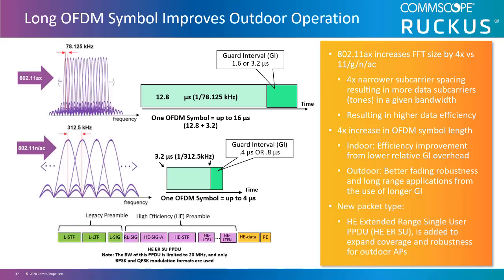In the time domain, this translates to a 4 times longer OFDM signal. The data portion has been extended fourfold from 3.2 microseconds to 12.8 microseconds, and the guard option can be extended from 0.4 or 0.8 microseconds up to 3.2 microseconds. This allows us to cover both indoor and outdoor operation. The outdoor operation is handled by using the new extended range single user packet type.